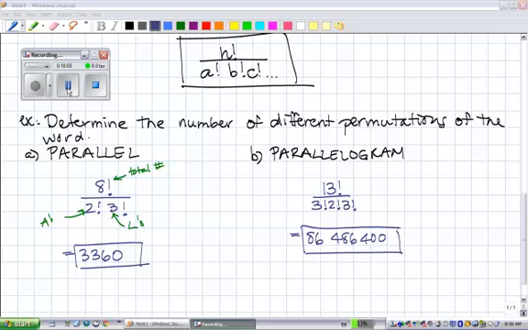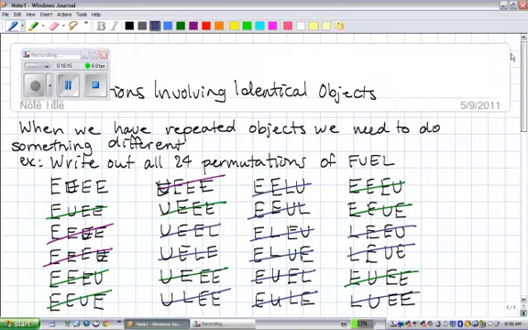This brings to conclusion the third unit on permutations involving identical objects.